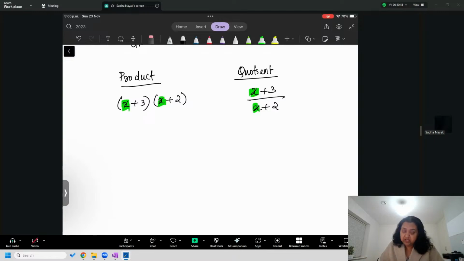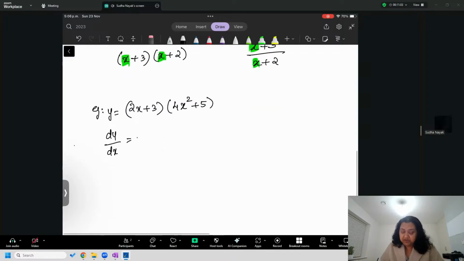Okay, so I will tell you one example of the product rule. So y equals 2x plus 3 multiplied by 4x square plus 5, and I need to find dy over dx. This is the question: find dy over dx. Now what you should do is, you see there is an x here and another x here, so it is the product rule.